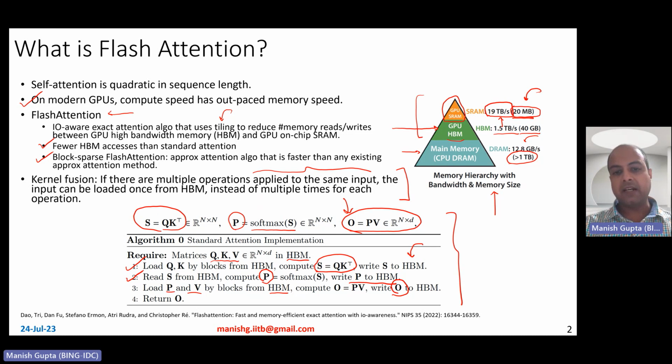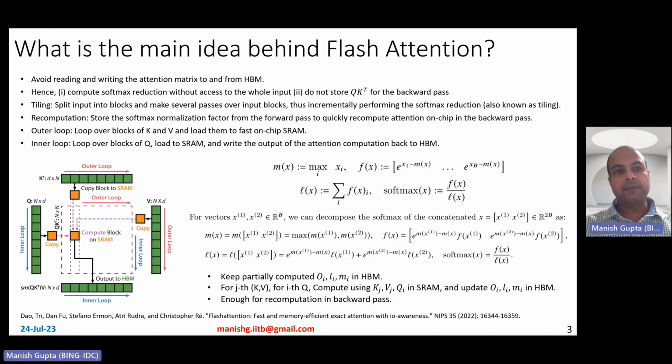Now, this standard attention implementation requires several reads and writes to HBM. How can you avoid them is the question. Okay. So the main idea behind flash attention is exactly this, to avoid several reads and writes of the attention matrix to and from HBM. So you need to do two things to be able to do that.